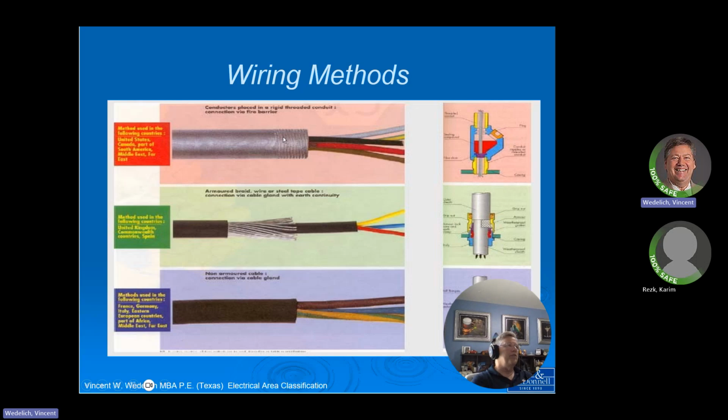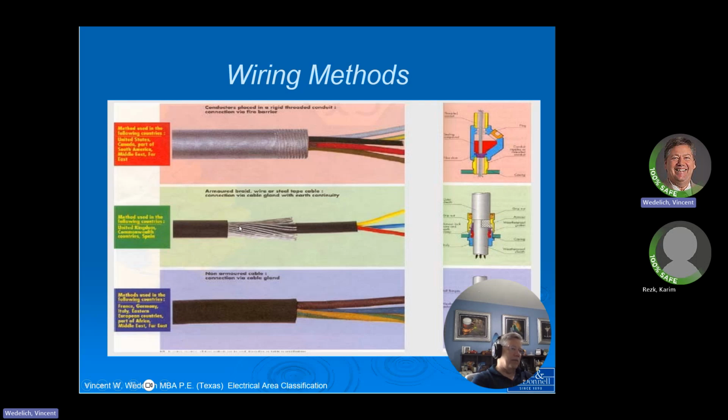You're allowed to use a rigid conduit in the States. You're allowed to use steel wire armor in the States, also in IEC. You're also allowed to use non-armored cable, TCER or TCE. So you can see that this non-armored cable here is allowed in France, Germany, India, Eastern Europe countries, parts of Africa, Middle East, and the Far East. And then this particular cable is allowed in the United Kingdom, Commonwealth countries, and Spain.